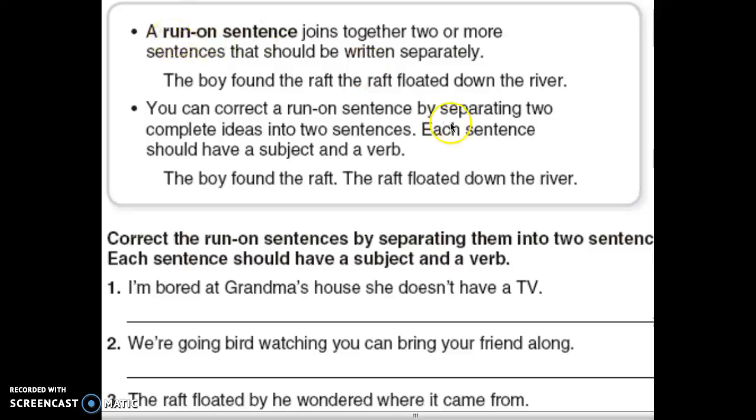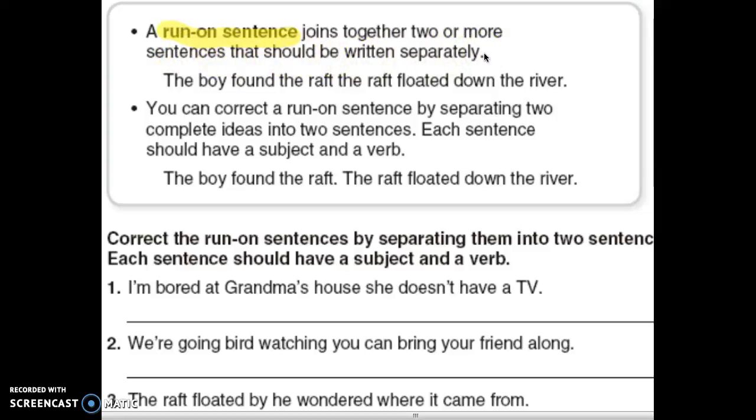Today we're going to be talking about something very important. As always in grammar, run-on sentences. A run-on sentence has a really cool name because it is exactly what it says it is. A sentence that goes on and on and on. It runs on forever. So a run-on sentence joins together two or more sentences that should be written separately.